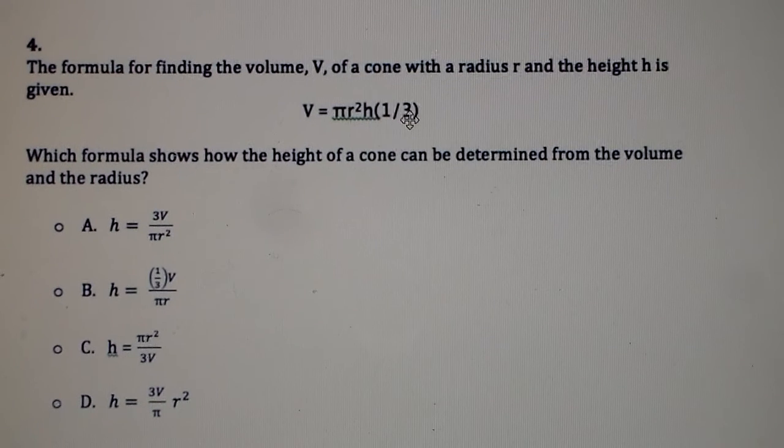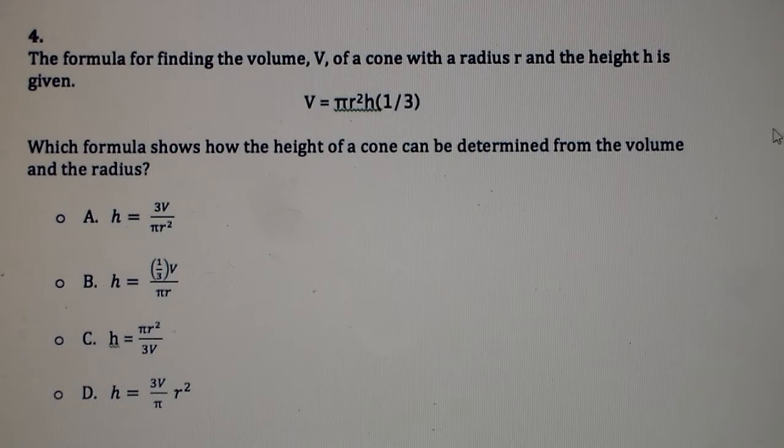Number 4. A formula for finding the volume V of a cone with a radius R and the height H is given. So this is the volume of a cone: pi times radius squared times height times a third. Which formula shows how the height of a cone can be determined from the volume and the radius? So our goal is to get the height all by itself, the H. So that means we have to divide by a third on both sides, and we also divide by pi and divide by radius squared.